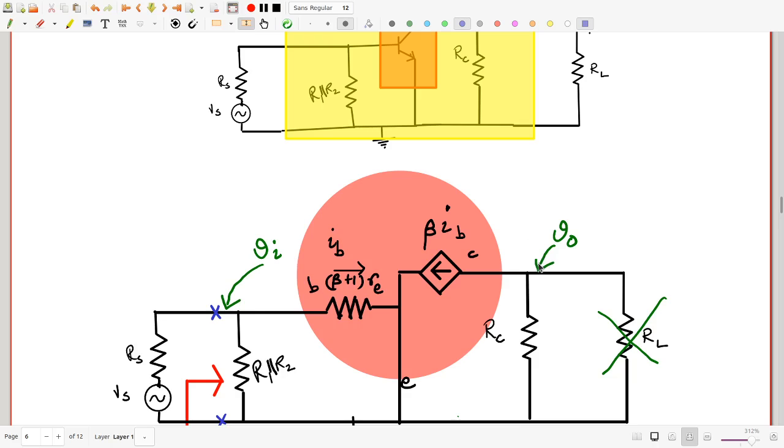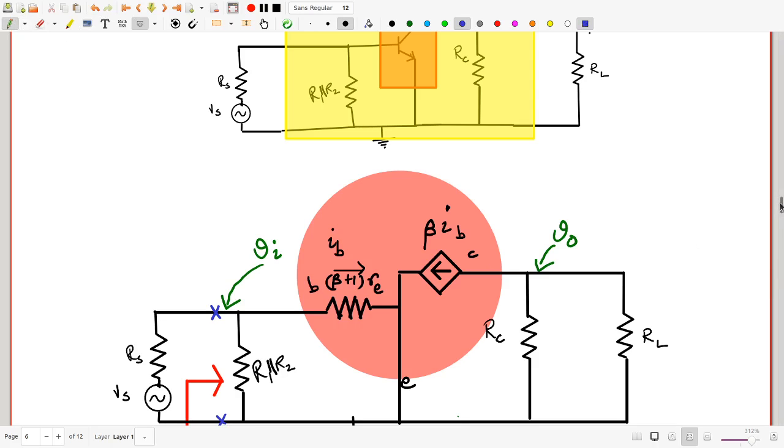Let me just point out that when I say this point is at a voltage Vi, what I really mean is that the voltage is Vi between this point and the ground. Similarly, this Vo is really the voltage between this point and the ground.